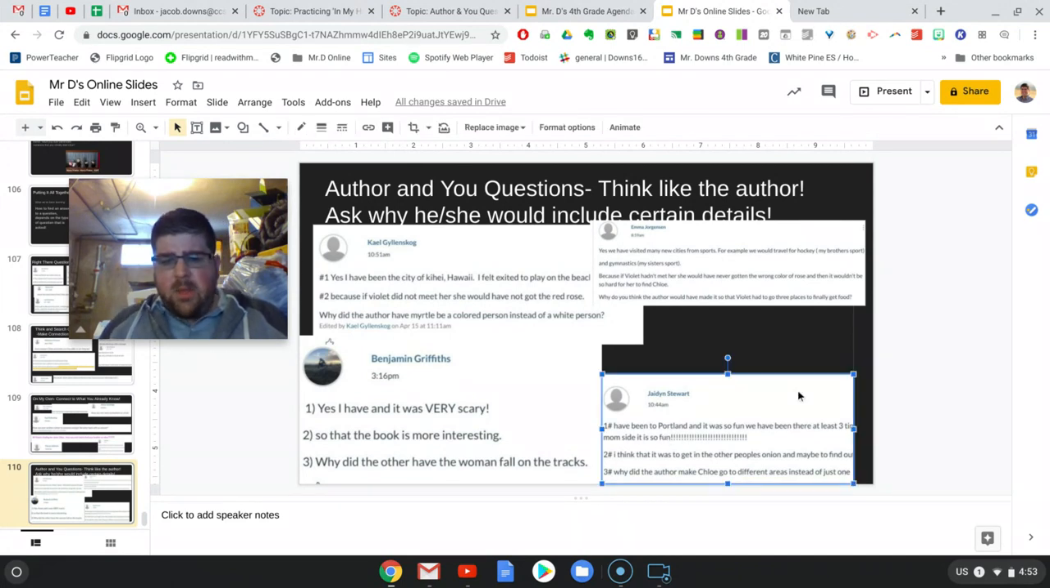Jaden asks, why did the author make Chloe go to different areas instead of just one? And again, that's another very specific choice by the author, that the author had Chloe be, she's been in DC, she's been in New York, she's in Tennessee. And we even know Chloe said that she was driving around the backcountry of Tennessee. So those are all very specific choices that the author decided to include in the text, that when we can answer why the author put that in, it actually helps us understand the text better.